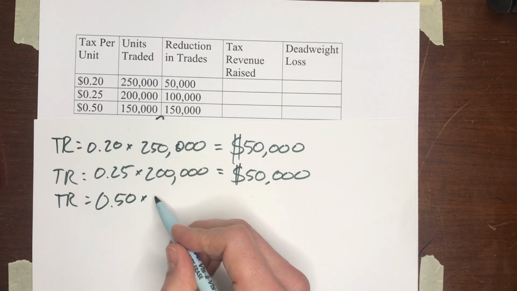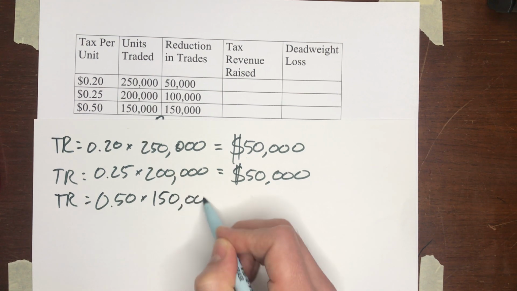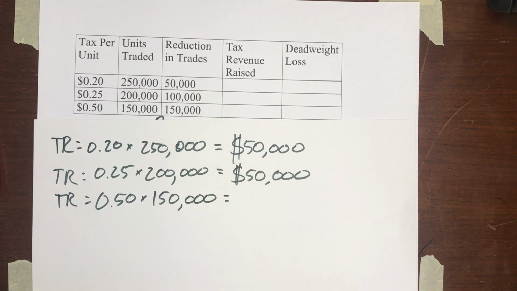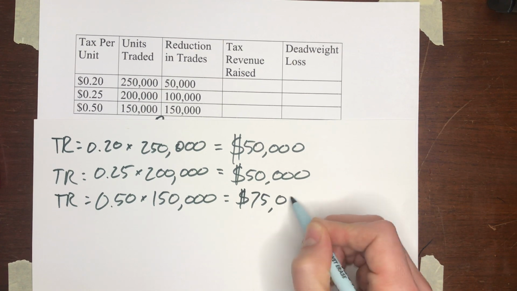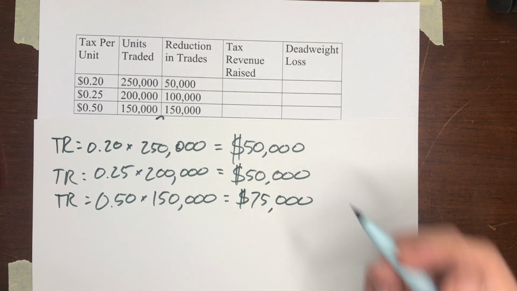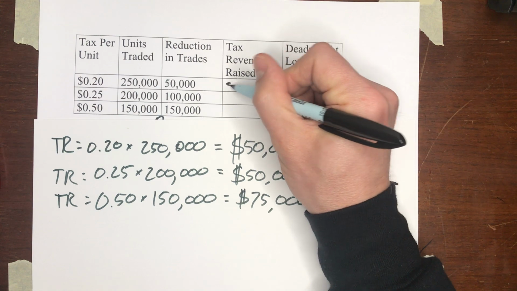And finally, tax revenue when it's 50 cents, multiply that by 150,000 units, and that will give us what? Half of 150,000 is $75,000. Okay, so now just enter those.